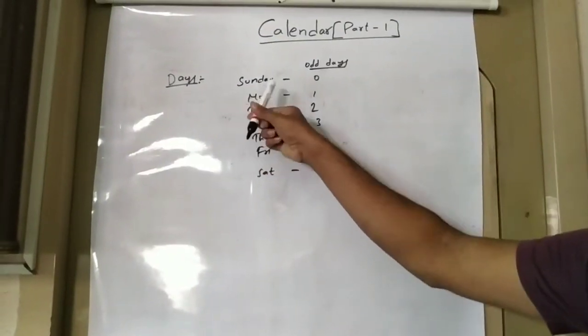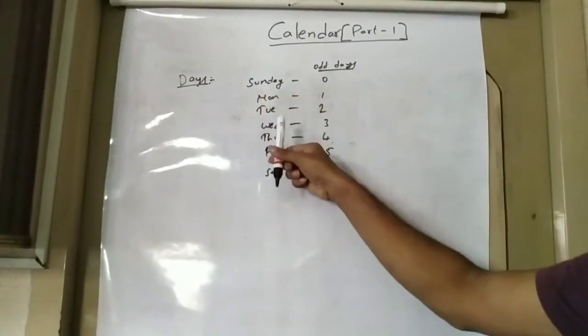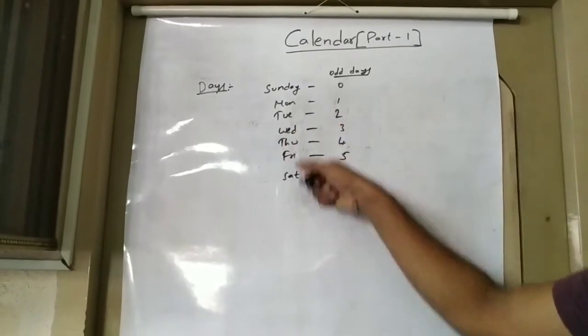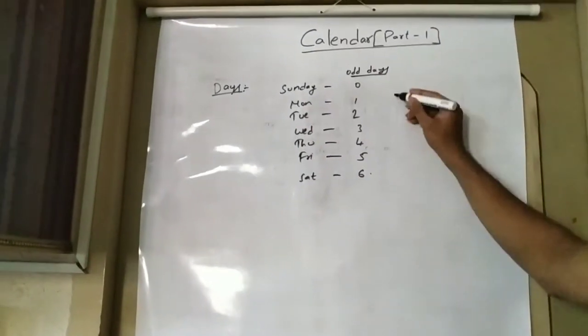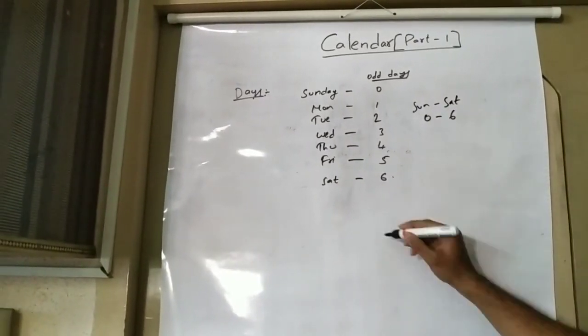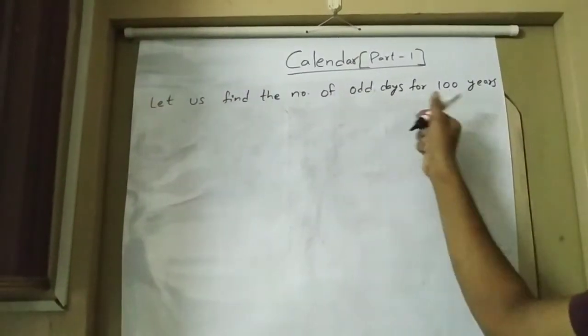So the days are encoded by numbers. If there are 0 odd days, then it is Sunday. 1 odd day means Monday, and 2 odd days means Tuesday. Similarly it follows. So remember this, Sunday to Saturday will be 0 to 6. Let us find the number of odd days in 100 years.